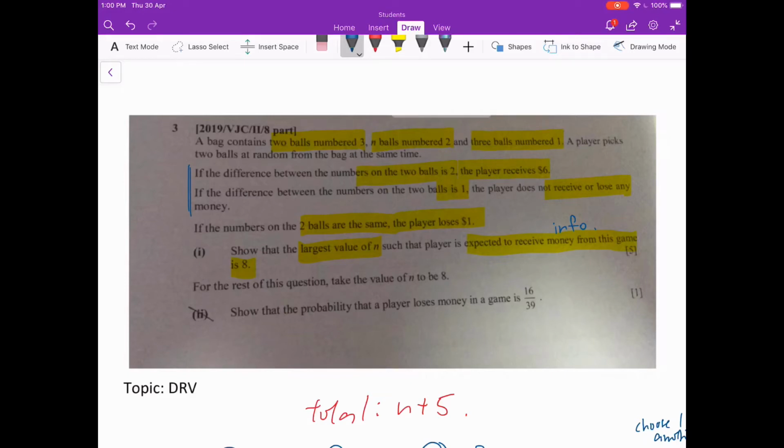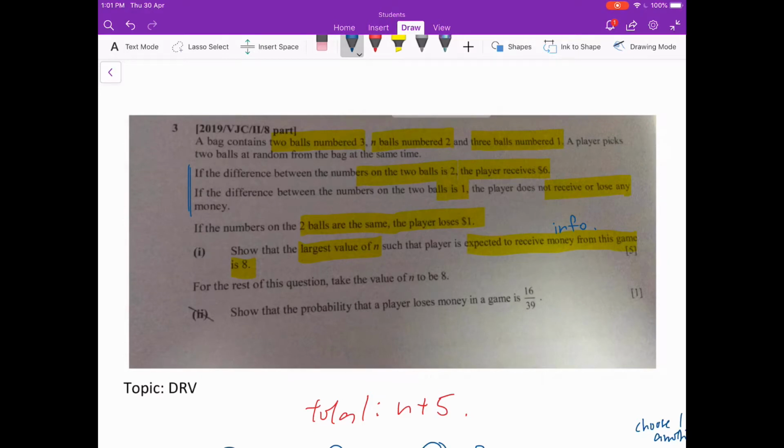Okay, so over here we have a DRV question. I just want you to take some time to read in case you have forgotten. We are concerned mainly with part 1 only. Okay, part 1. If you have read the question already, you will understand that we are choosing two balls out of three possible types, of which one of them is n, so it's a not specified number.